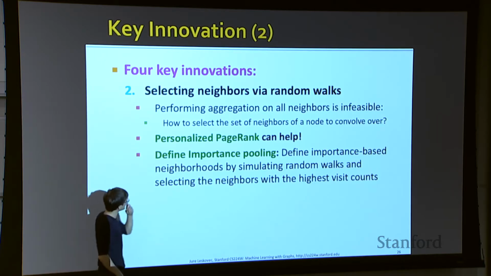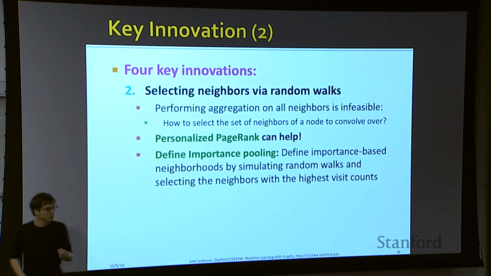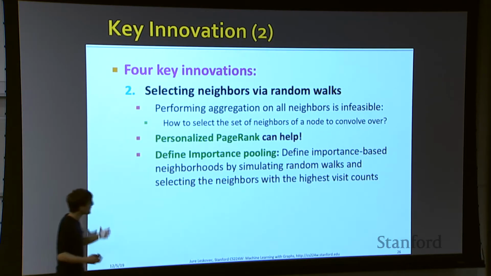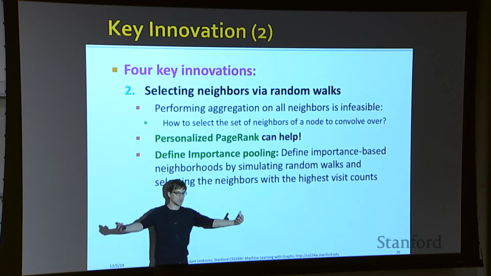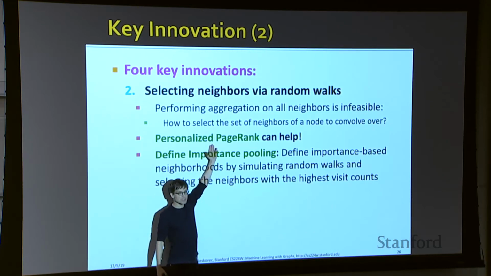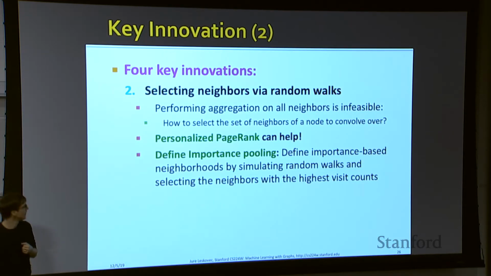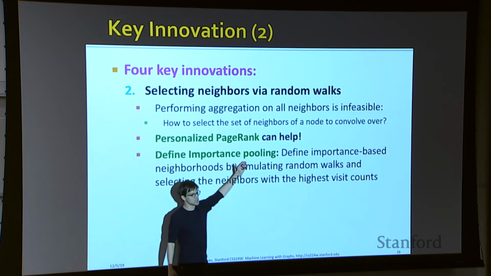And the way we will do this is that we will use PageRank to identify the most important neighbors to aggregate. And when we aggregate, we won't aggregate by just averaging or summing up the signal from the neighbors, but we will use these PageRank scores to do this in a weighted manner. And this is called importance pooling.